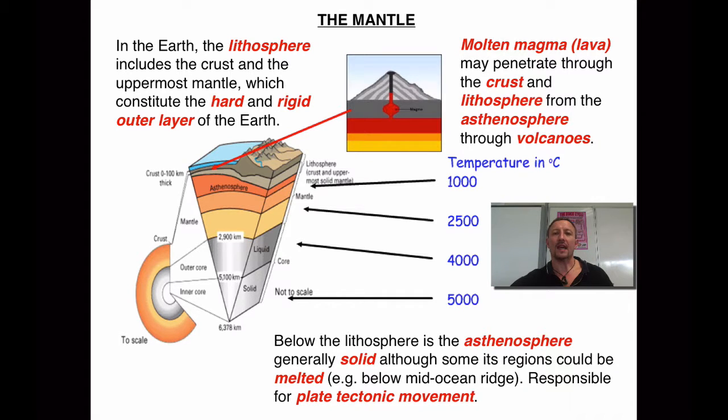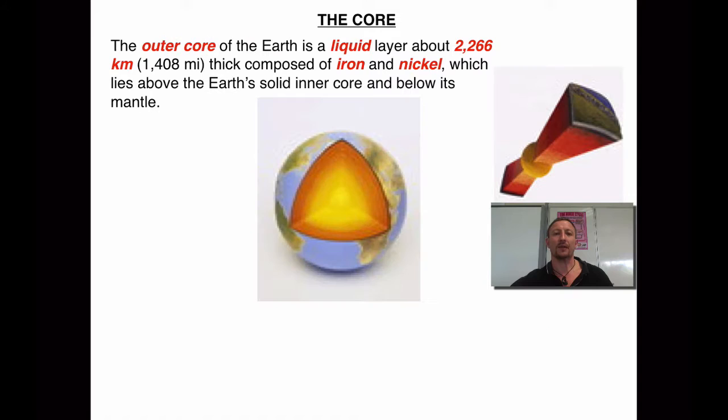So we've got here molten lava will penetrate the crust through the lithosphere and asthenosphere through volcanoes. Now there are specific points along the plates, which we will see later, where we get these volcanoes, because this is where we're going to get a lot of this lava coming through.